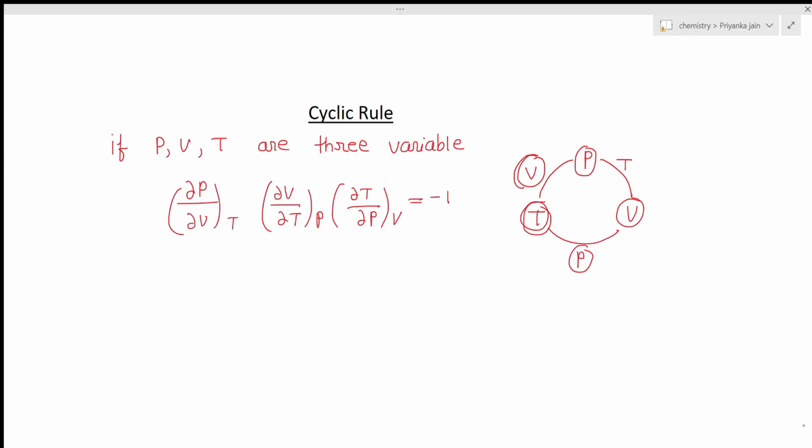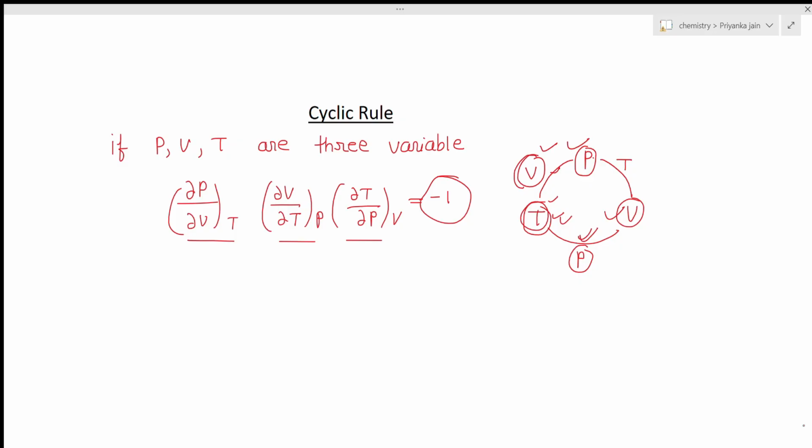Just you have to go in the cycle. Del P upon del V at constant temperature, then del V upon del T at constant pressure, and then del T upon del P at constant volume. The multiplication of them will be equal to -1. So this is the cyclic rule.